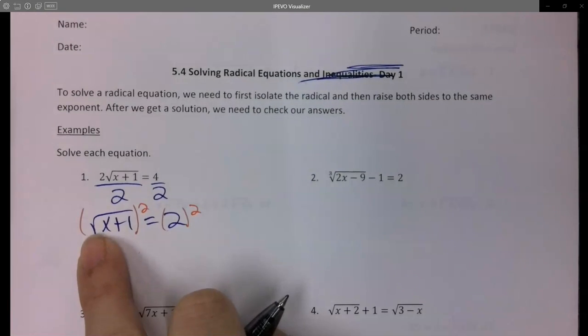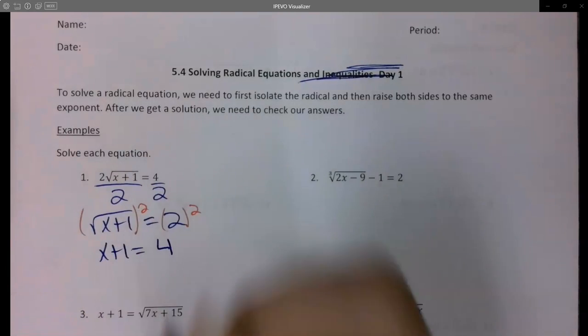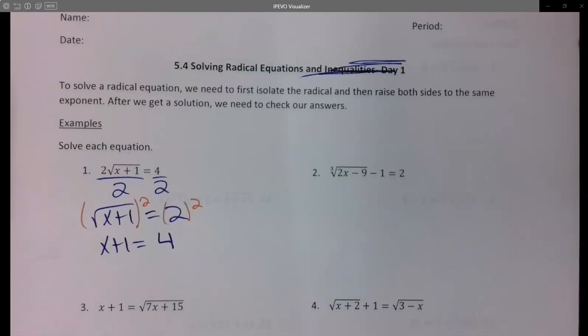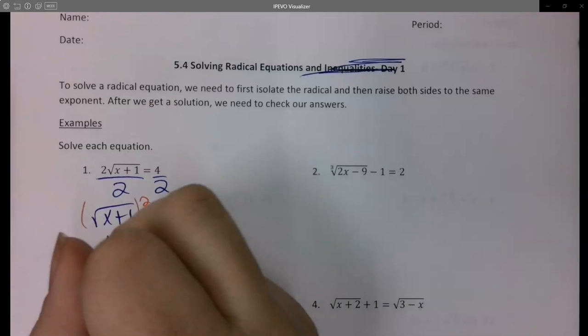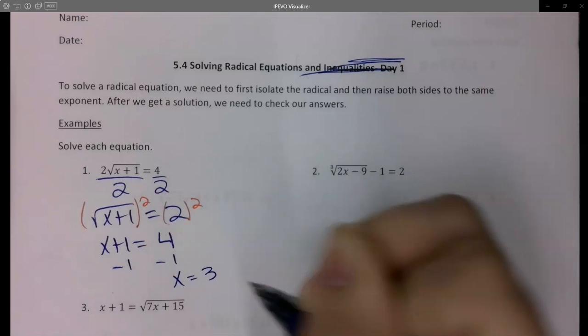That will cancel out on the left side and leave me x plus 1. And then I have 4 on the right. Then I just want to go ahead and subtract 1 on both sides, and I get x equals 3.